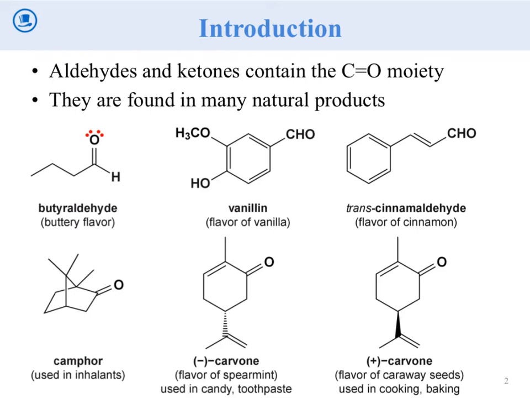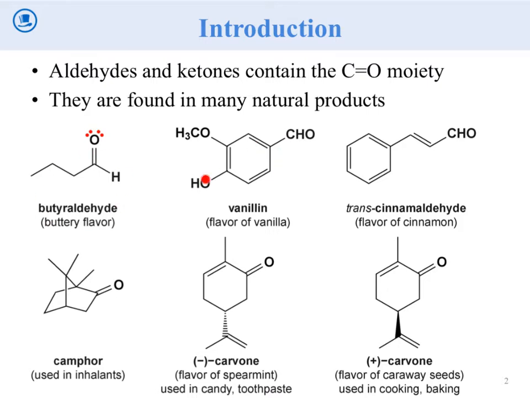So the focus of this chapter will be ketones and aldehydes. The biggest thing to remember about ketones and aldehydes is that they're carbonyls. A carbonyl is simply a C double bond O. A carbon has a pi bond and a sigma bond to oxygen. Obviously a very polar bond. And they're found in lots of different things, lots of natural products.